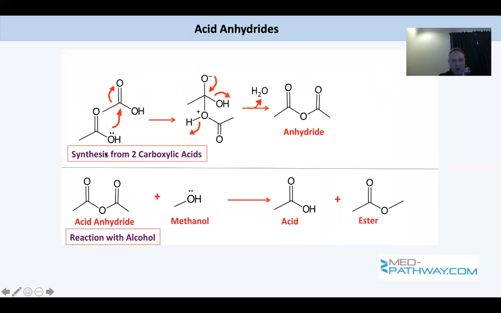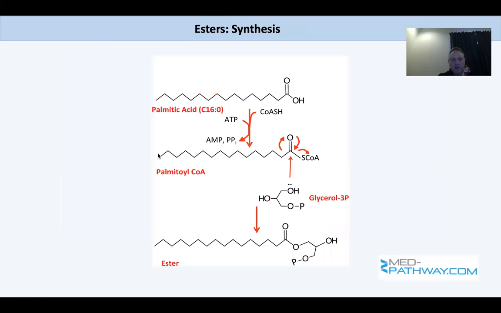So acid anhydrides are synthesized from 2 carboxylic acids, as you see here. Okay. If I react an acid anhydride with an alcohol, I get an acid plus an ester. So anytime you have a carbonyl and an alcohol, you're going to get an ester. Here's the synthesis of an ester.